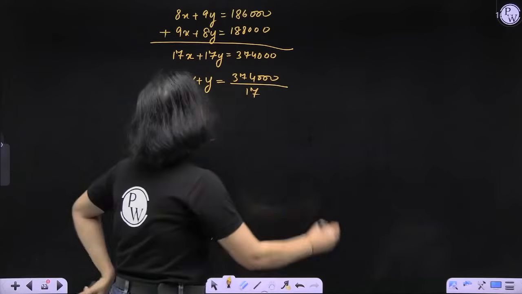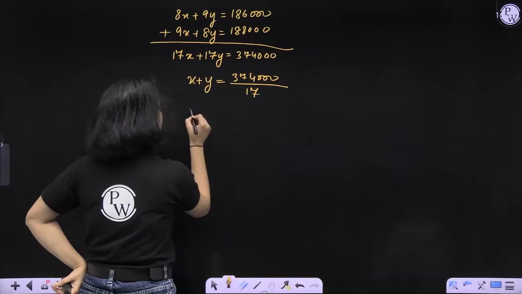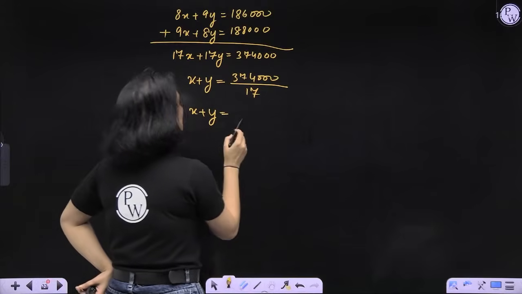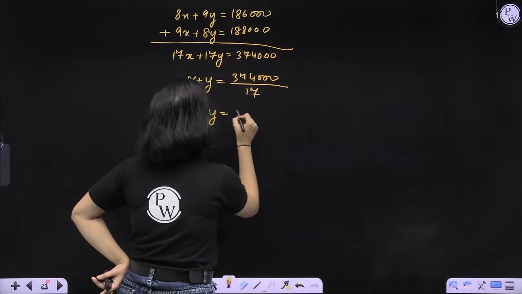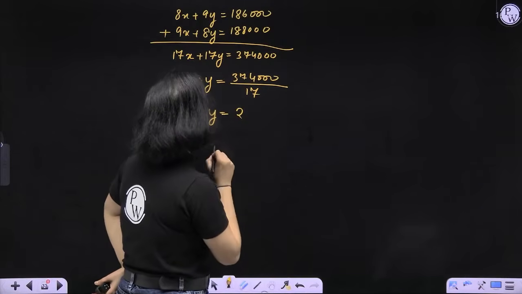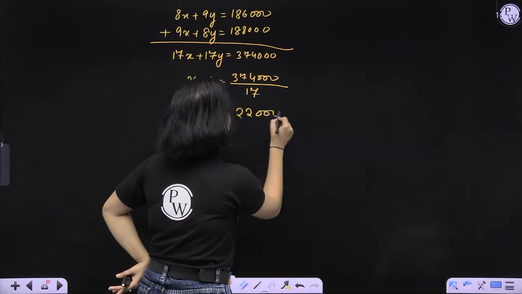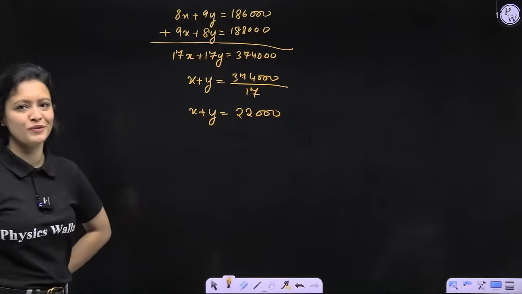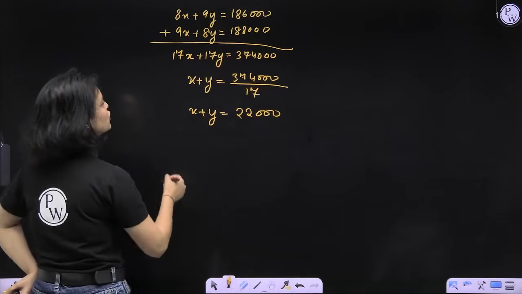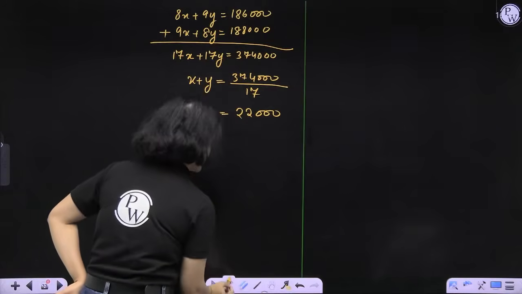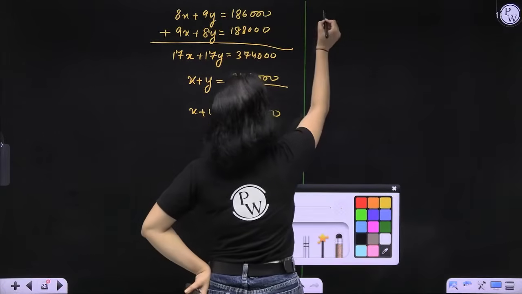So I think you can do the calculation. Let's do the calculation here. What do you get? I'll write it here. x plus y is equal to 22 followed by 3 zeros. This is what you get. Okay. Next thing that you are going to do, everyone, is subtract both the equations. Okay. Chalo, let's subtract both the equations.